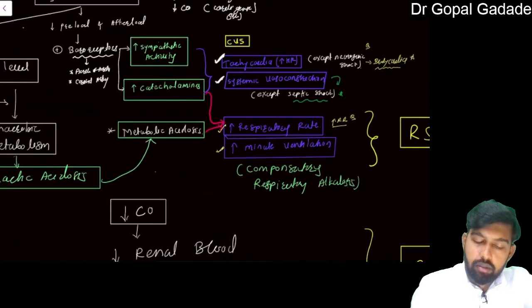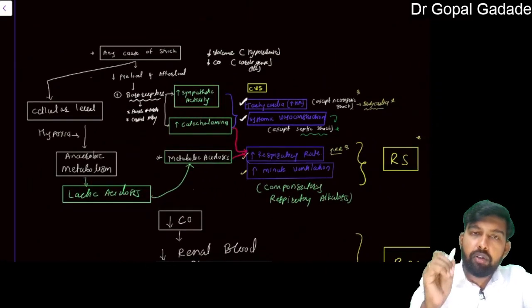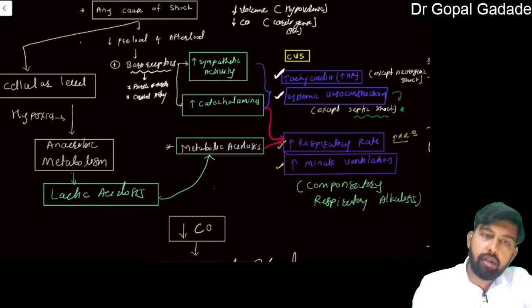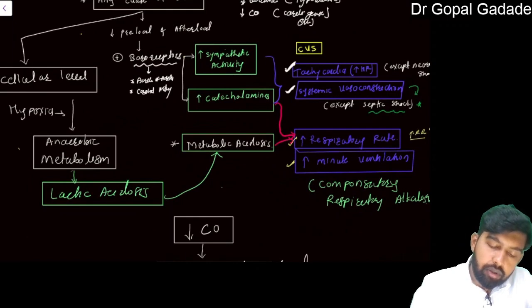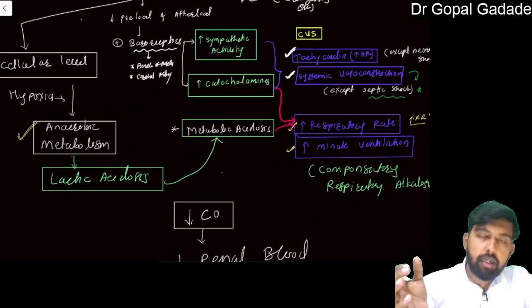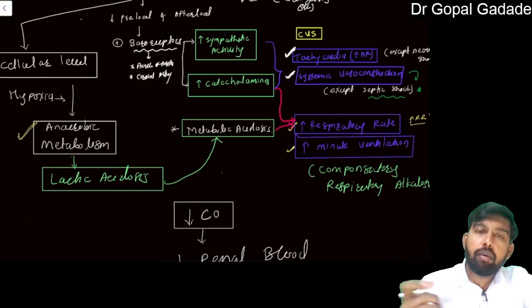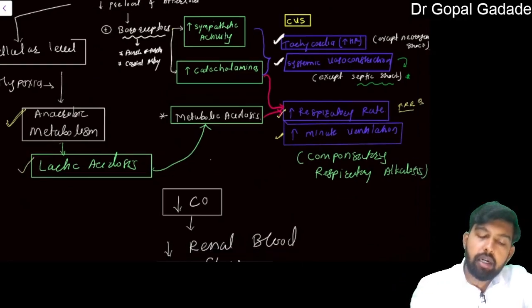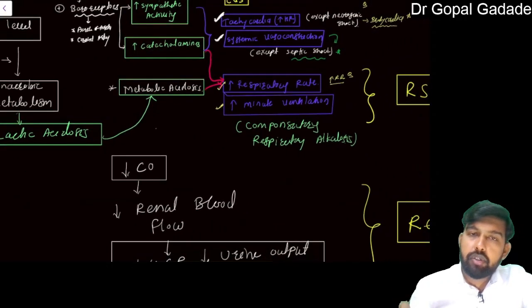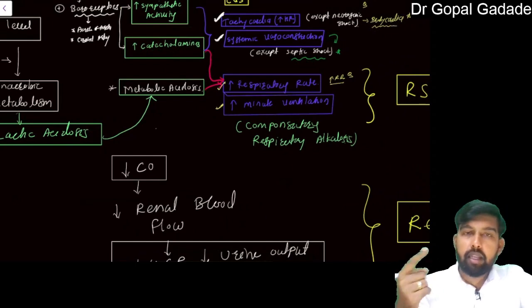Because of the decreased cardiac output or shock at the cellular level, there is a hypoxia which causes release of the cellular metabolites and the formation of the lactic acidosis, which ultimately leads to the metabolic acidosis. For the compensation of the metabolic acidosis, there is a respiratory alkalosis by increasing the respiratory rate.